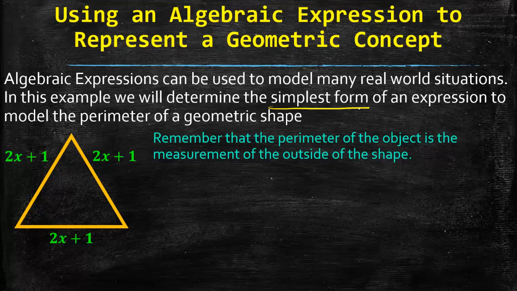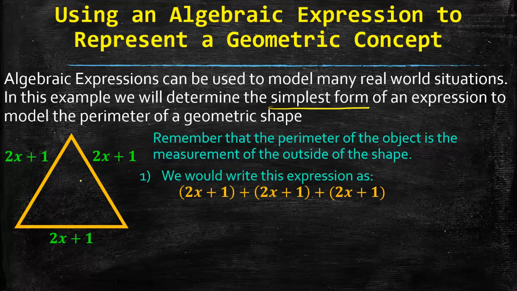Again, remember the perimeter of an object is the measurement of the outside of the shape. In this case, we have a triangle, so we've got 3 sides, all of them happen to be equal, and we're just going to add them up because that's what perimeter is. So we do 2x plus 1 plus 2x plus 1 plus 2x plus 1. That's one way of doing it.